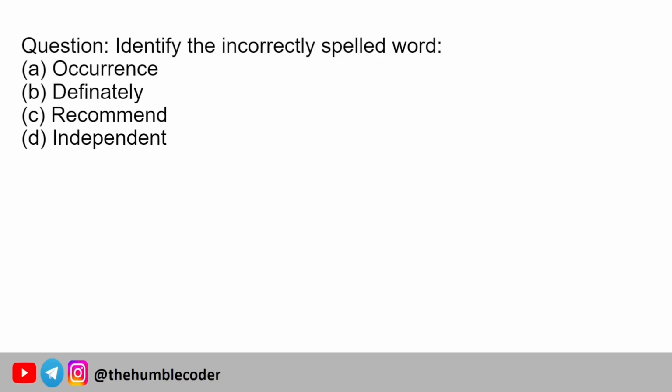Let's move on to this question now. Let's check this question. Identify the incorrectly spelled word. We have four words. We have to tell which of the spellings is incorrect. Let's see. Occurrence, this spelling is correct. Definitely, this spelling is wrong. The correct spelling of definitely is d-e-f-i-n-i-t-e-l-y. First, see how the word definitely is formed: it is definite and then ly. So that is why definitely. Recommend is also correct and independent is also correct.